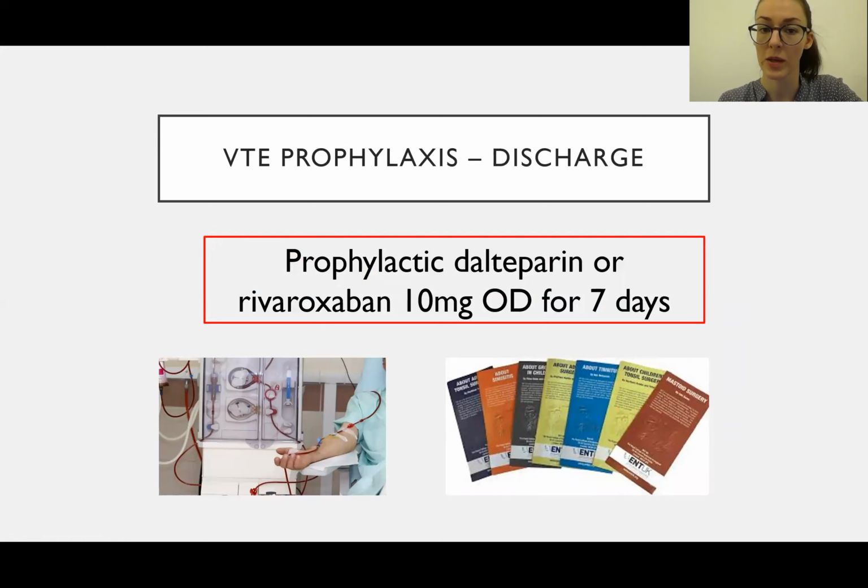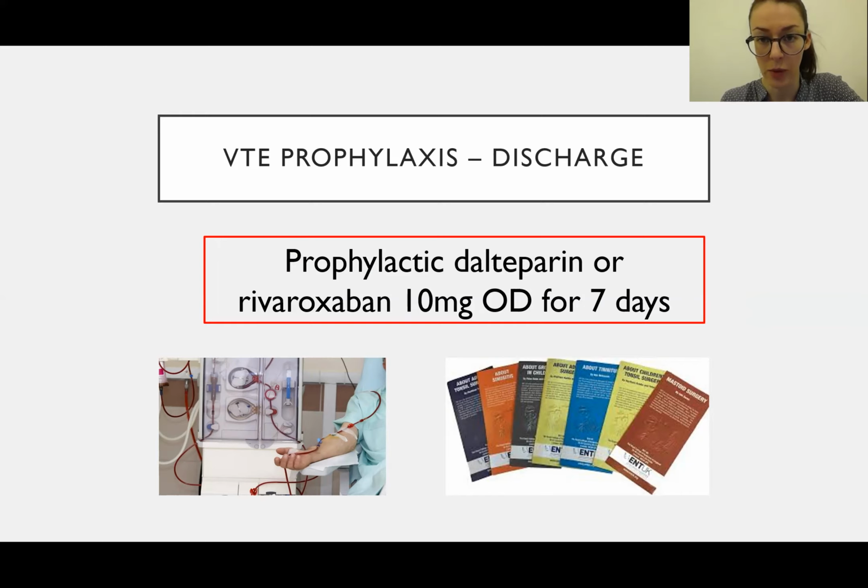Another change related to COVID-19 is that VTE prophylaxis is recommended for 7 days after discharge. This can either be prophylactic dalteparin or rivaroxaban at the lower dose, 10 milligrams once a day for the 7-day period. If patients have severe renal impairment, so a creatinine clearance below 30, rivaroxaban is contraindicated. In these patients, you can either use renally adjusted doses of dalteparin or alternatively apixaban at the correct dose adjustment.